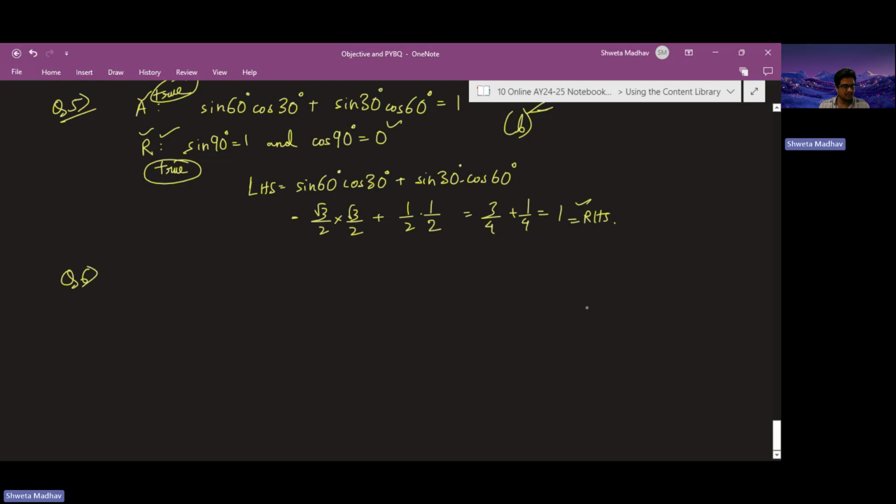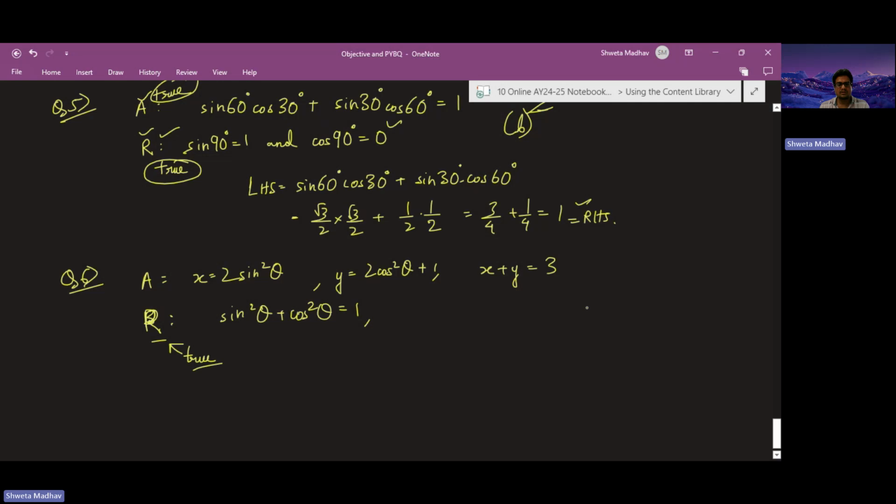Then in question number 6, the assertion is: if x equals 2 sine square theta and y equals 2 cos square theta plus 1, then the value of x plus y is equal to 3. And the reason R is given as: for any angle theta, sine square theta plus cos square theta is equal to 1. So obviously the reason is true, as we know that sine square theta plus cos square theta is 1.